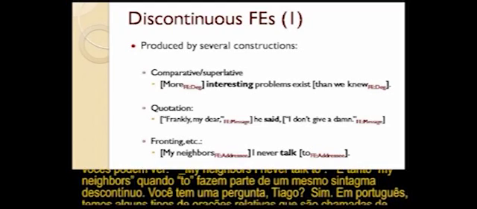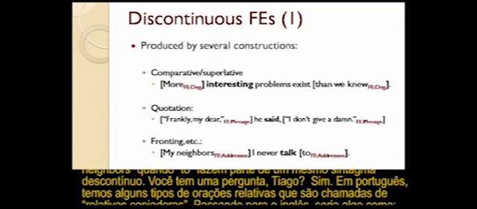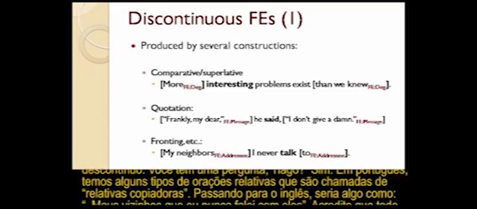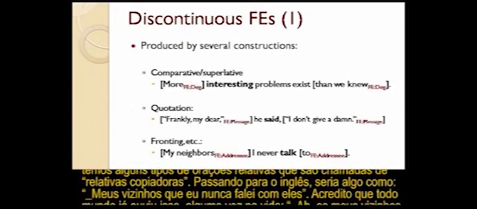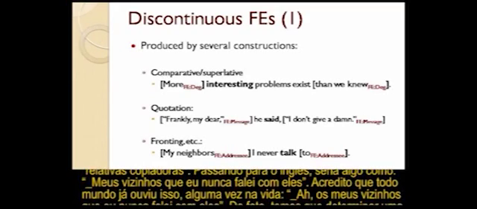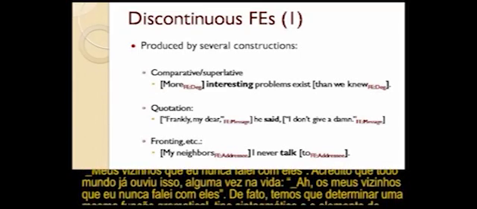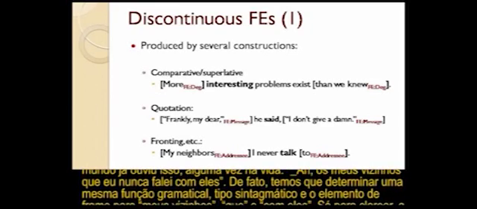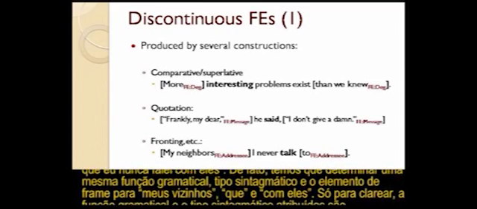Did you have a question, Thiago? Yes. In Portuguese, we have some kind of relative clause that is called relativa copiadora or copy maker relative clause. Translated into English, it would be something like my neighbors that I never talked to them. Yep. Meus vizinhos que eu nunca falei com eles. Acho que todo mundo já ouviu isso, né, alguma vez na vida. Os meus vizinhos que eu nunca falei com eles. So, in fact, we would have to assign the same grammatical function, phrase type, and frame element to my neighbors, that, and with them, or to them.